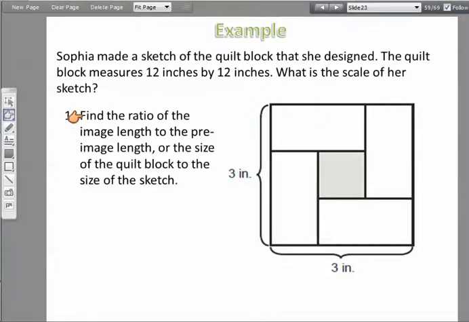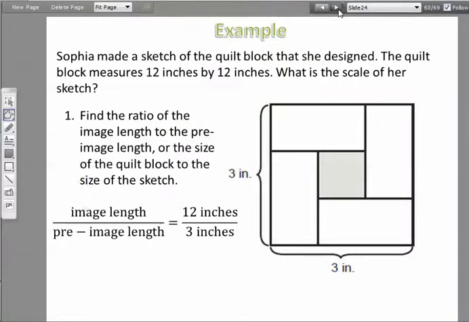So first, I need to find the ratio of the image length to the pre-image, or the size of the actual block to the size of the sketch. And that's what I had just told you. So here you got your image over your pre-image. So my image is 12. Remember, the quilt block measures 12 by 12. The pre-image is 3. So remember, you got to simplify this. So what's 12 divided by 3? It's going to be 4. So my scale factor is going to be 4.